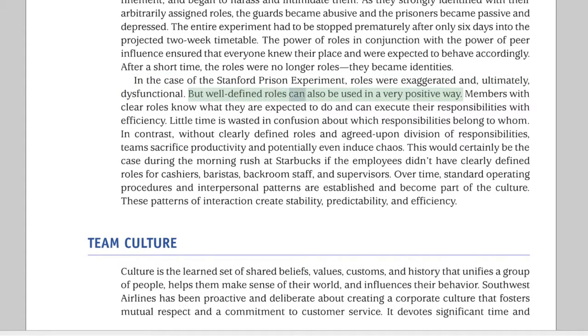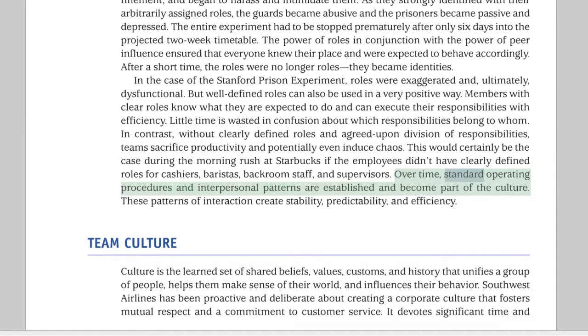But well-defined roles can also be used in a very positive way. Members with clear roles know what they are expected to do and can execute their responsibilities with efficiency. Little time is wasted in confusion about which responsibilities belong to whom. In contrast, without clearly defined roles and an agreed-upon division of responsibilities, teams sacrifice productivity, and potentially even induce chaos. This would certainly be the case during the morning rush at Starbucks if the employees didn't have clearly defined roles for cashiers, baristas, backroom staff, and supervisors.